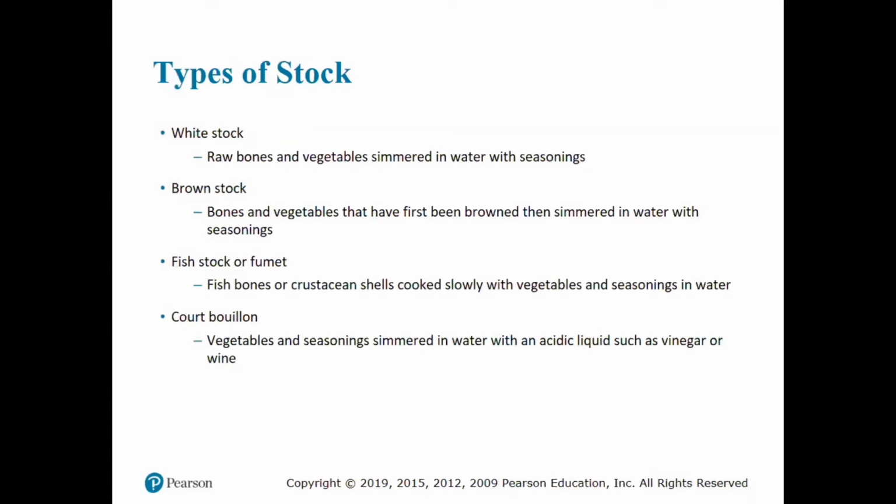Now, there are four basic types of stock. We have white stock, brown stock, fish stock or fish fumé, fun word to say, and this last one, I know it looks like court, but again, we're talking French here, so it's court bouillon. All right, so we're going to talk about these different types of stock, how they differ, how they're the same, and how we go about making them and what we can use them for.